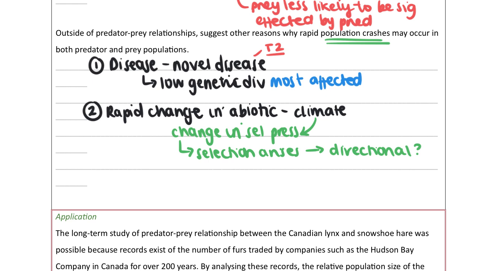Okay, stabilizing selection is where our environment is stable. This is a change that then causes some form of diversity to be advantageous. So we've got that directional, or we've got the disruptive selection. But remember that both of these have the effect of potentially beginning evolution of the new species.